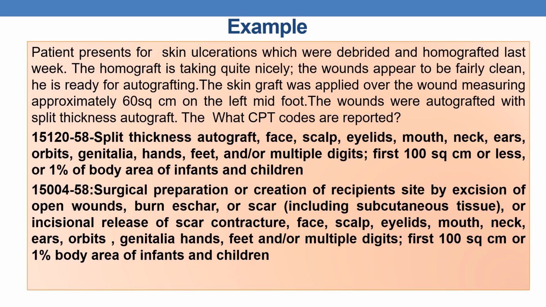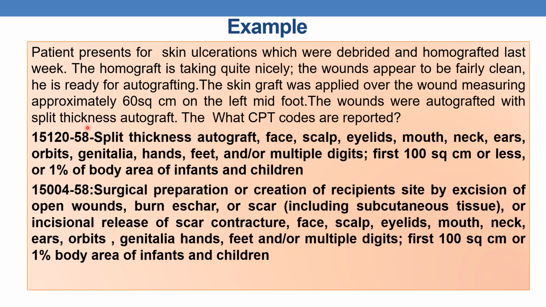Let us discuss an example. Here, a patient presents with skin ulcerations that were debrided and homografted last week. The homograft is taking quite nicely and the wounds appear to be fairly clean. He is ready for autografting, and the skin graft was applied over the wound measuring approximately 60 square centimeters on the left midfoot. The wounds were autografted with split thickness autograft. The procedure is split thickness autograft, and what are the appropriate CPTs that must be reported?